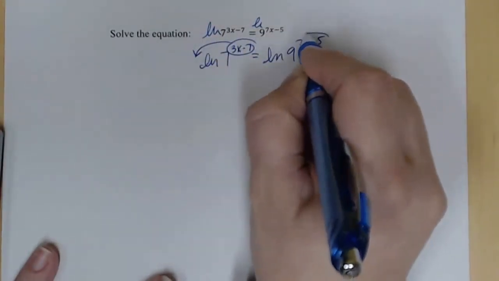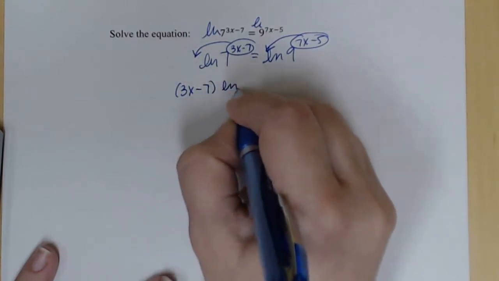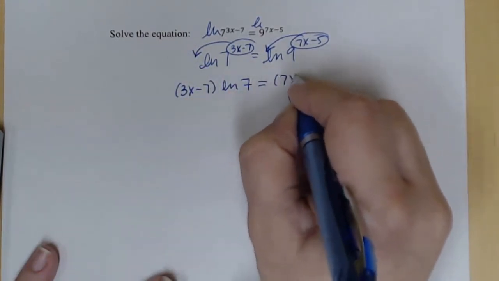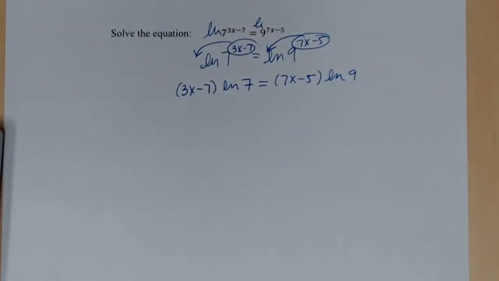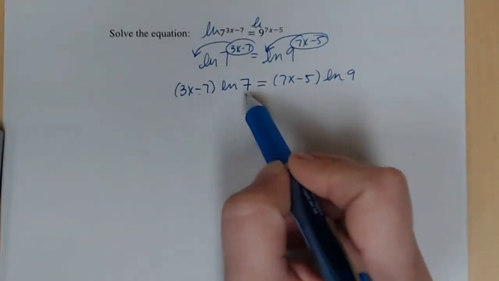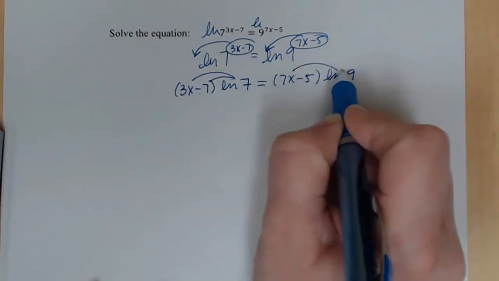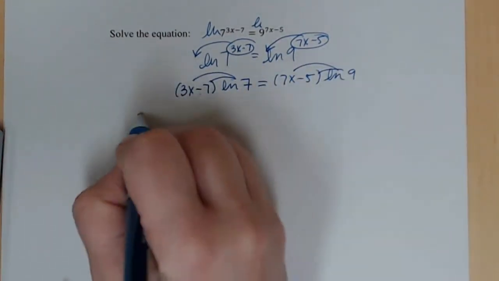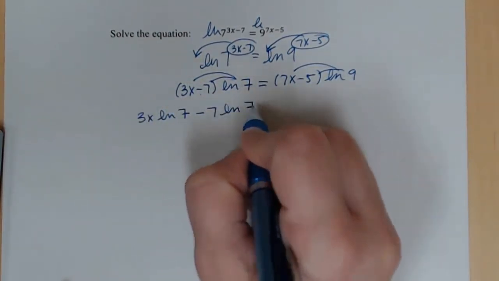The benefit of using log is now you can use your power rule and you can pull those out front. So that would give me 3x minus 7 times ln 7 equal to 7x minus 5 times ln 9. The issue with this is now I need to get x by itself, but it's being multiplied by these. I can't really maneuver that very well. So just like this is a number, because ln 7 is a number, I'm going to distribute that to get rid of my parentheses. I'm going to do the same thing on the left. So it gives me 3x times ln 7 minus 7 times ln 7.